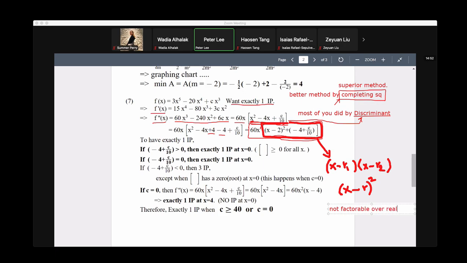Not factorable over real. That is, we have no real zeros. That is no real zeros in this case.